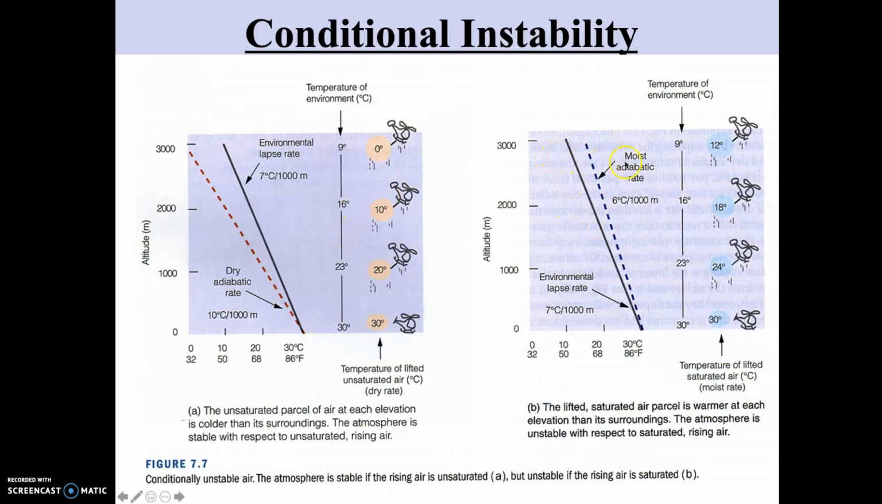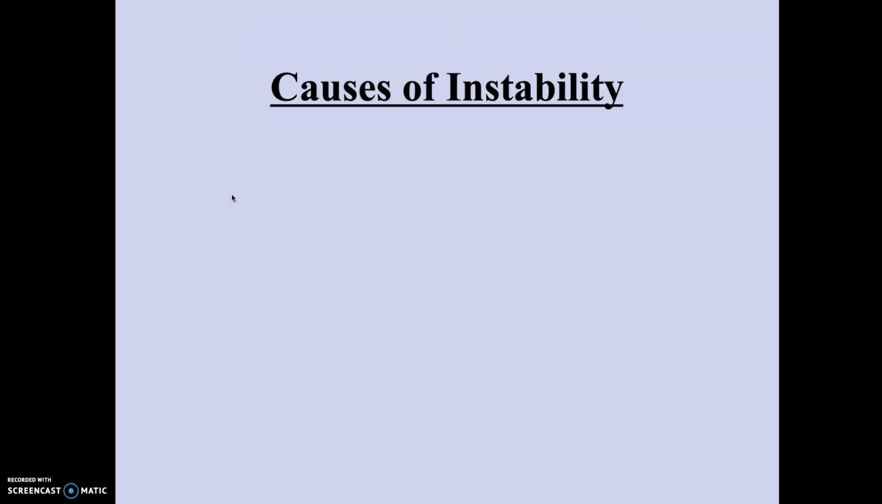Now comparing with a moist adiabatic lapse rate, again, starting at 30, the environment, raised a kilometer up, is 23 degrees Celsius, but a parcel forced at the moist adiabatic lapse rate is 24. That's warmer. It wants to rise. It is unstable. So from a moist perspective, it is unstable. From a dry perspective, it is stable, and that's why it's conditionally unstable, because it depends on the state of the parcel.